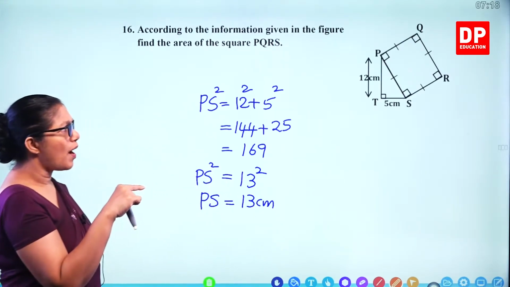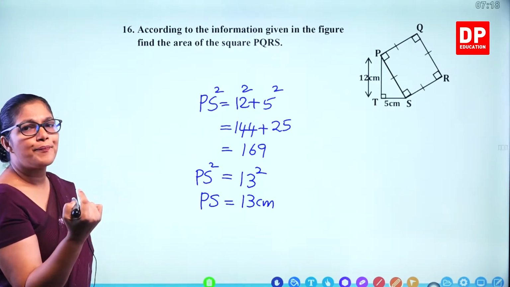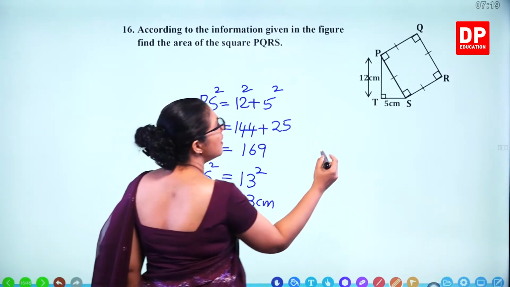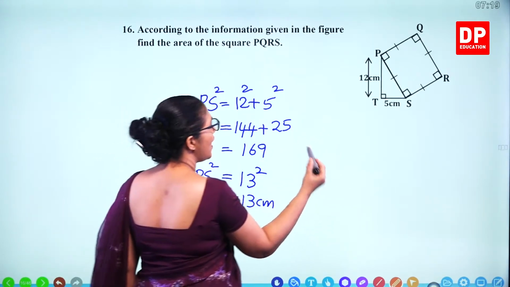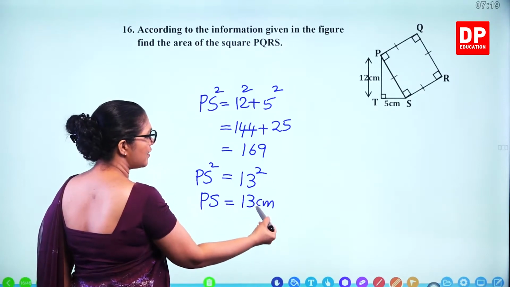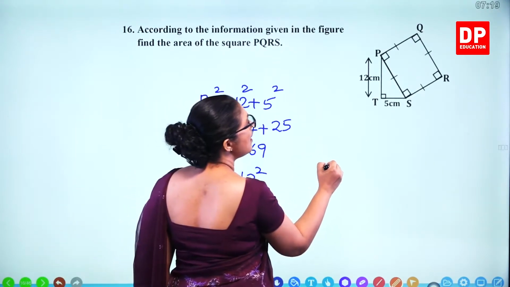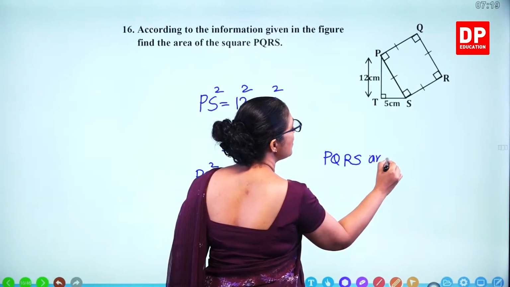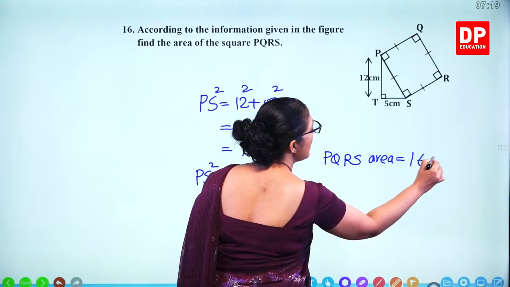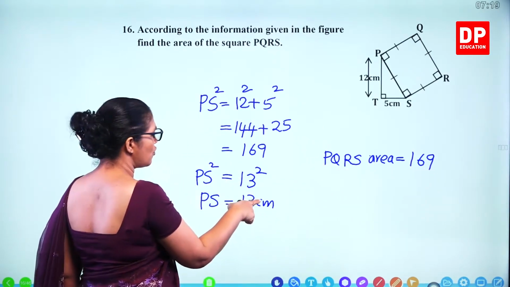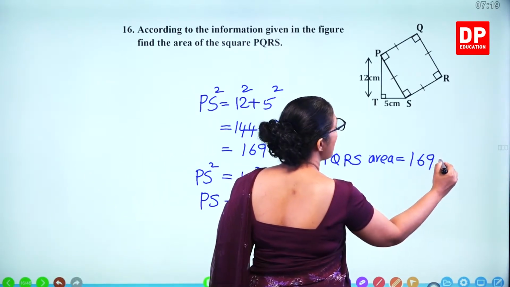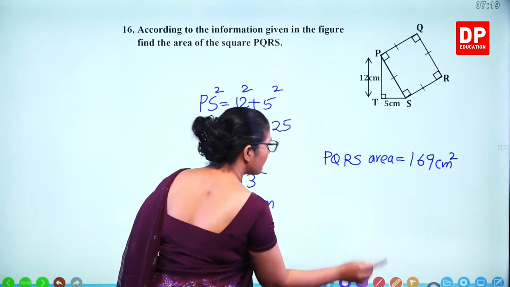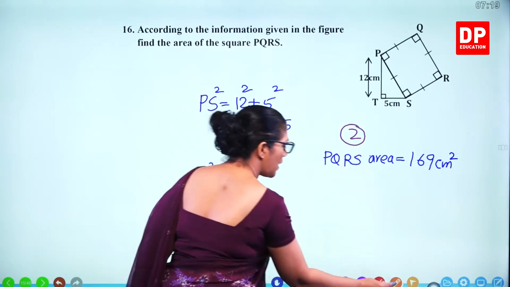Now we found one length. So the area of the square is the square of that. Here you don't need to take the square root. Straight away we get PQRS area equal to 169, because 13 times 13, 13 squared, is 169 square centimeters. 2 marks for that.